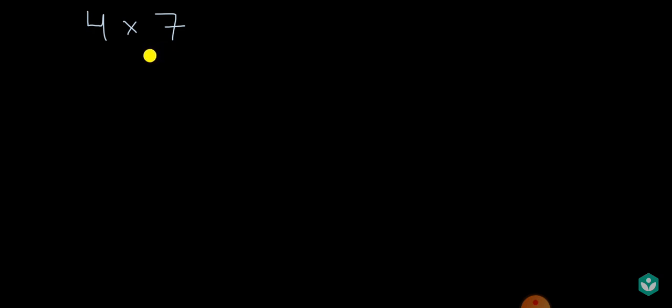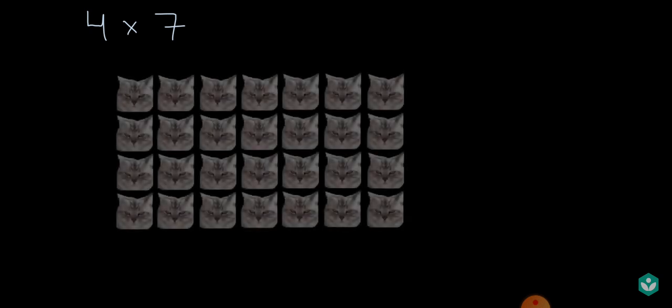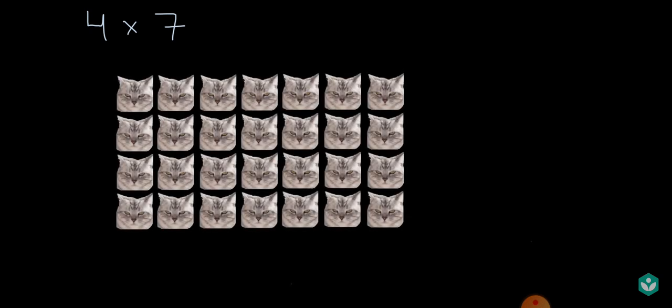And that's going to be useful well beyond 4 times 7. It's going to be useful in your future when you're tackling more and more complicated things. Now there's a couple of ways that we can visualize 4 times 7. My favorite way is to visualize it with angry cats. So let's bring on the angry cats. Meow. Yep, they're still angry.